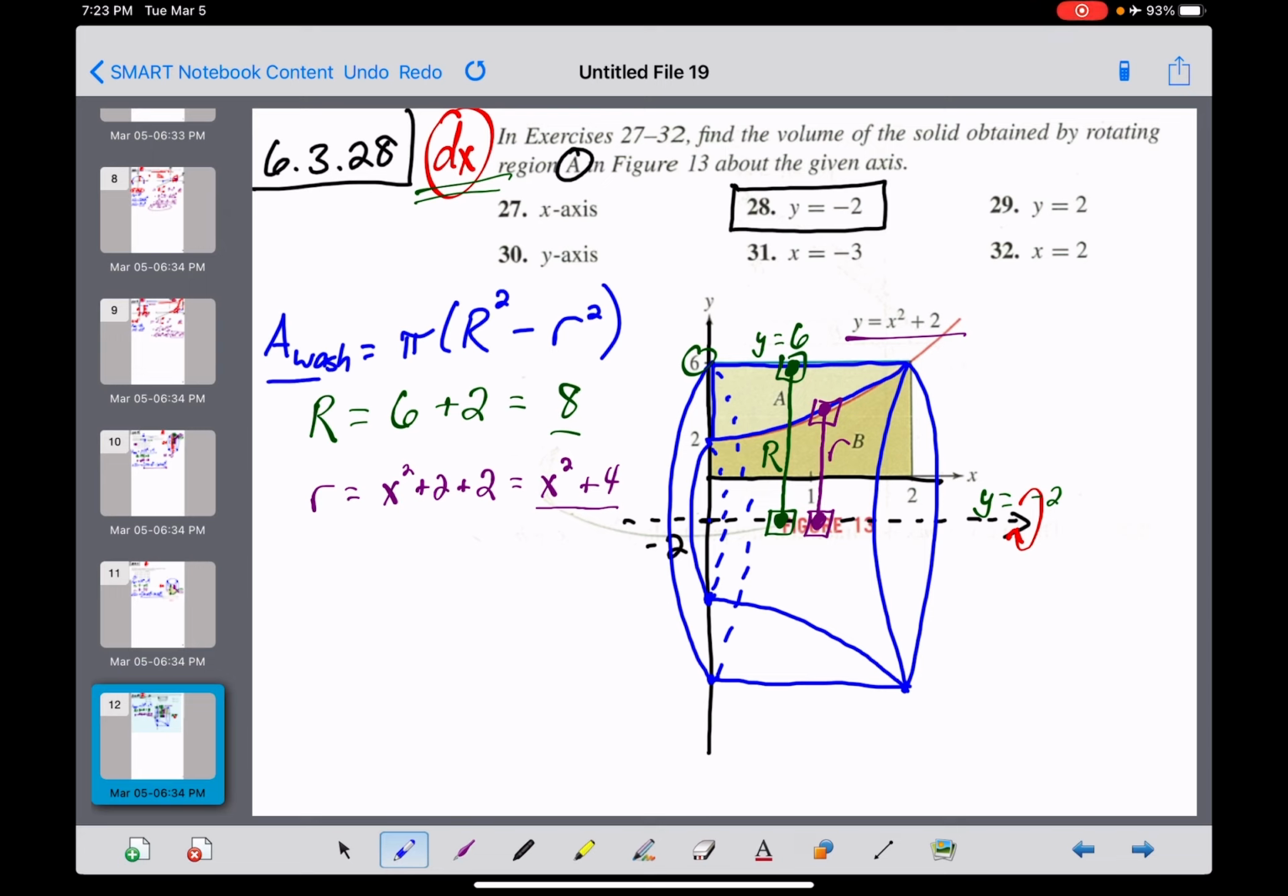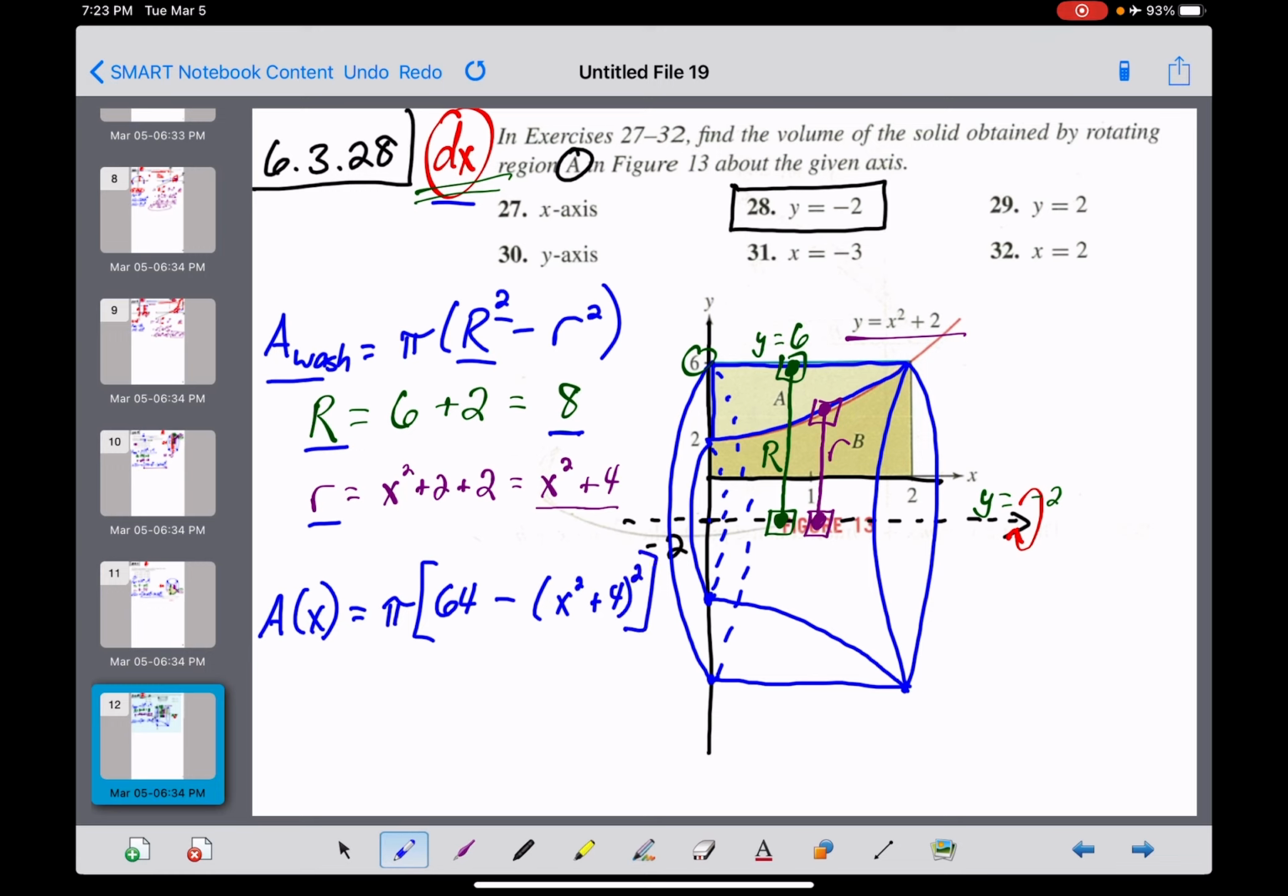Okay, so here's your area function. We now know both big R and little r in terms of x, so let's put it all together, guys. A of x is going to equal pi times, and here we go, big R squared is just going to be 8 squared. I'm going to go ahead and save some time and write that as a 64. So that's big R squared minus little r, which is x squared plus 4. That quantity gets squared as well.